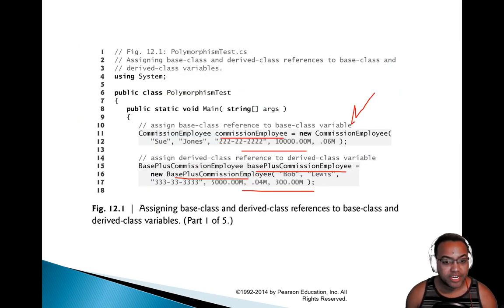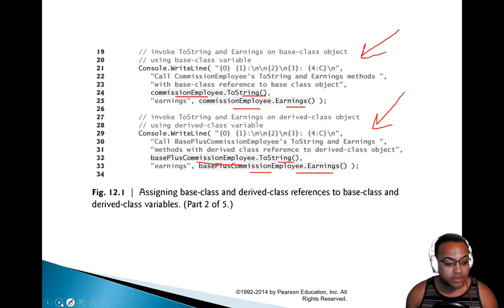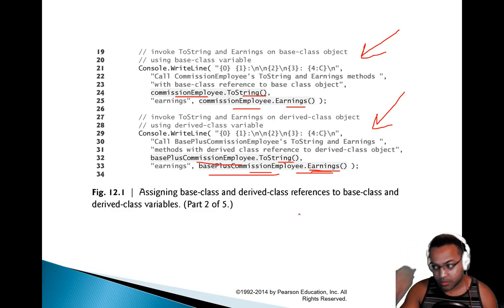Remember, we instantiated commission employee, then we instantiated base plus commission employee. This is now a derived class object. This is the derived class object. This is the base class object. What we essentially did was we took the derived class object and we used a base class method. Earnings is a base class method that we overrode in the commission employee hierarchy. And if you don't remember when we did that, go back and watch chapter 11. We went over this already, the way this is all set up.